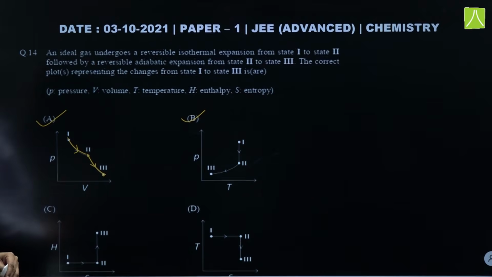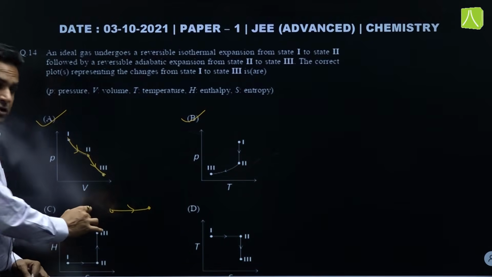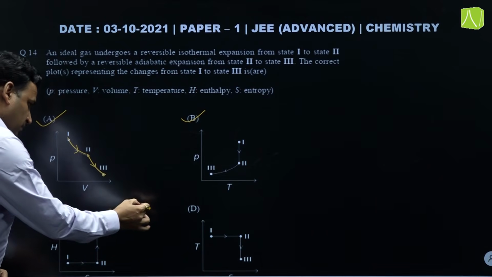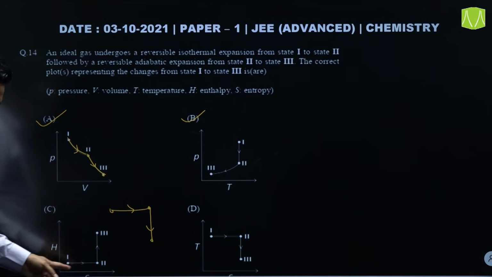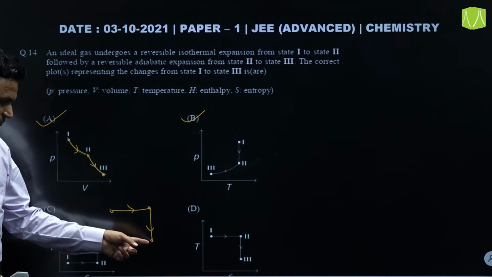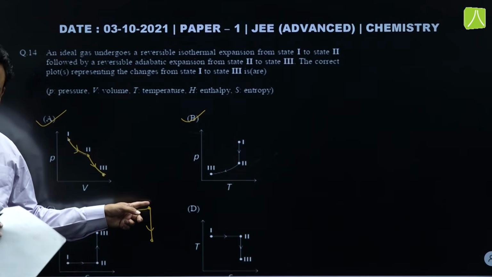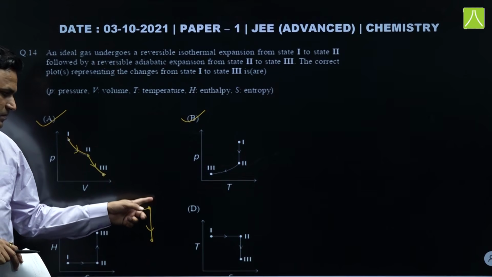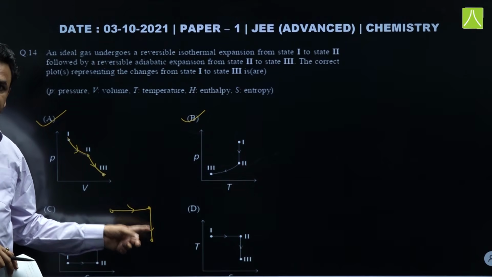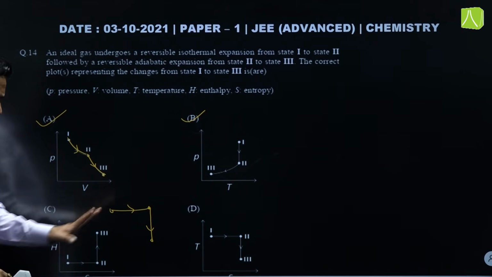as increasing. The correct graph would have been this: first isothermal, enthalpy remaining constant, then in adiabatic expansion, entropy will remain constant, but enthalpy will decrease because temperature is decreasing. So, this would have been the correct graph.